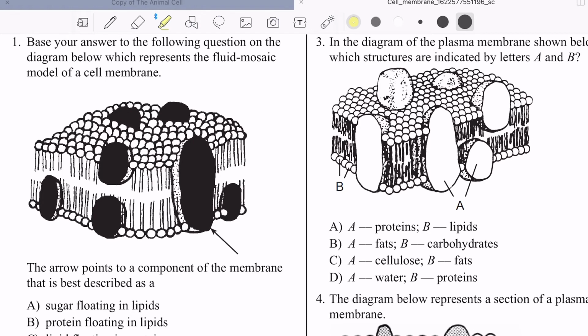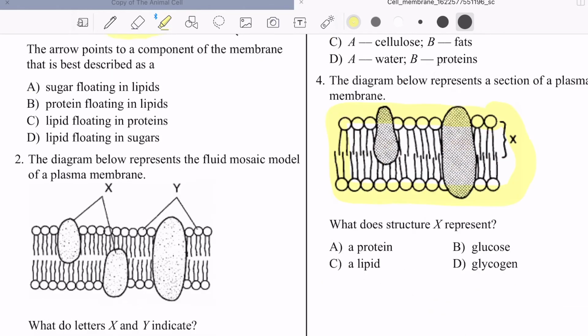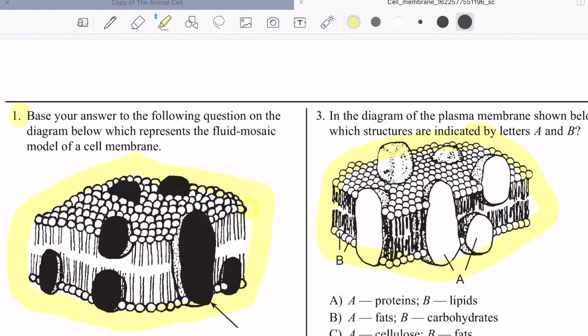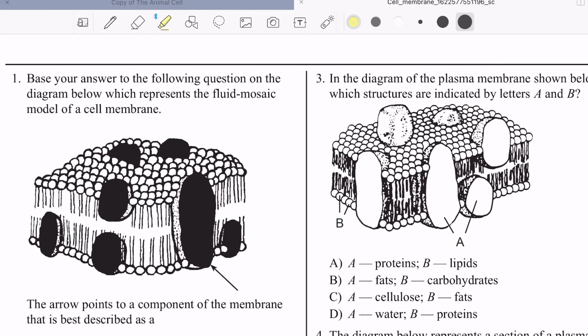So looking at number 1, if you would have never studied this test, you wouldn't know what this is. But now you know that this is the cell membrane. And this is the cell membrane, and this is the cell membrane, and so on. You are now experts of that, ladies and gentlemen. Let's read the question here.